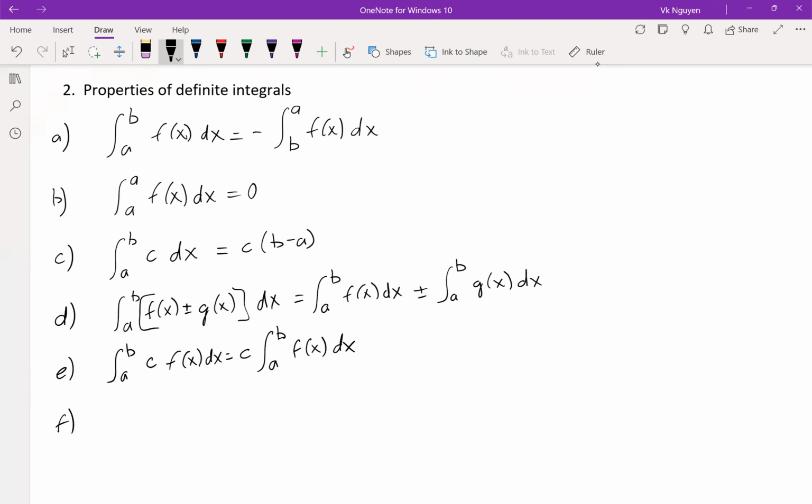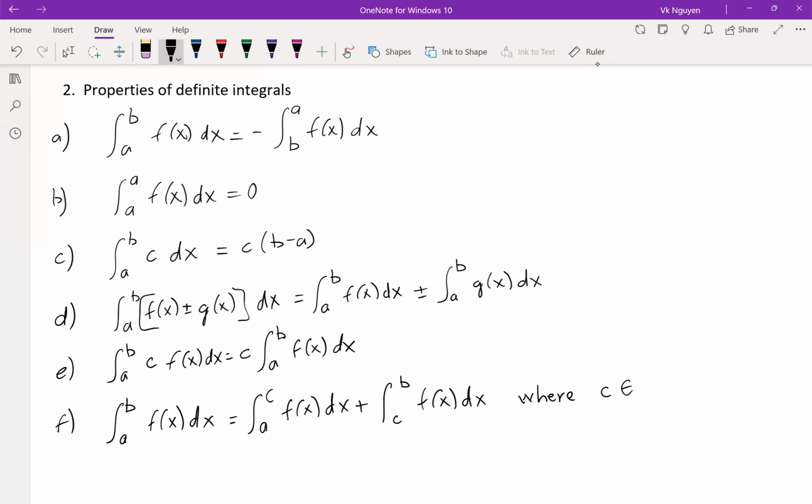Last one. The integral from a to b of f(x) dx can be written as the integral from a to c of f(x) dx plus the integral from c to b of f(x) dx, where c is in the interval from a to b.